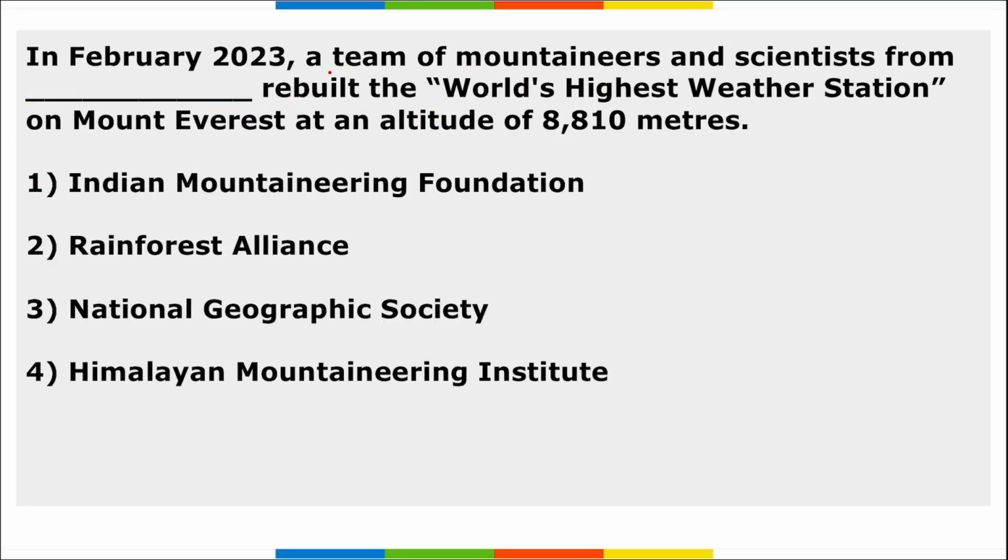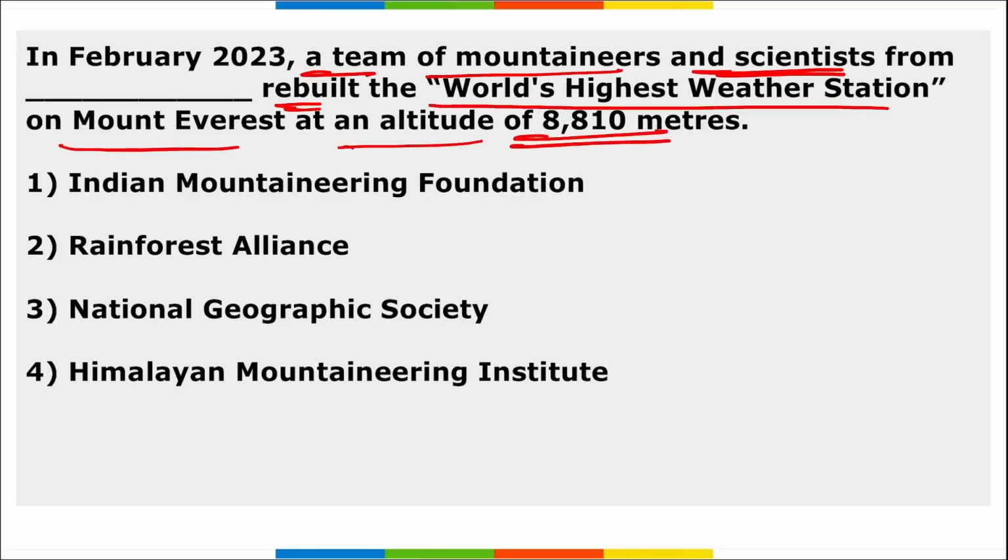Next, in February, a team of mountaineers and scientists rebuilt the world's highest weather station on Mount Everest at an altitude of 8,810 meters. Also remember Net Geo. This is the company that has set up this world's highest weather station earlier, but because of a storm this was destroyed, and now it has been rebuilt at the height of 8,810 meters by the scientists of which society? National Geographic Society.